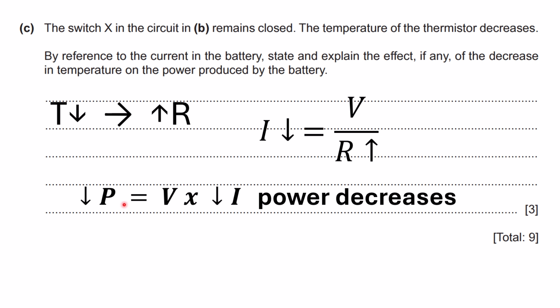the electrical power is voltage times current. So the voltage remains the same, but the current decreases. So the power decreases, right? So the current decreases, they are directly proportional here, so the power decreases.